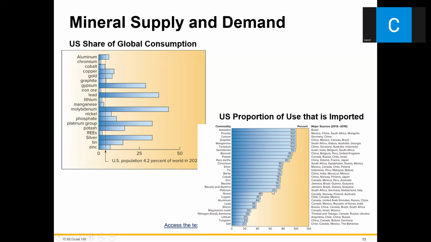This shows the US proportion of use that is imported. Of all the asbestos we use, we import it because we don't want to mine it here because of the health hazards. So we just pay other people to mine it and forget their health hazards. Rare earths, a lot of that we import. And then salt, we only import 23% of the salt. Why do we import these? We either don't have it on our soil, like maybe we just don't have graphite deposits here. I don't know. We may or we may not. And so we have to then import it.